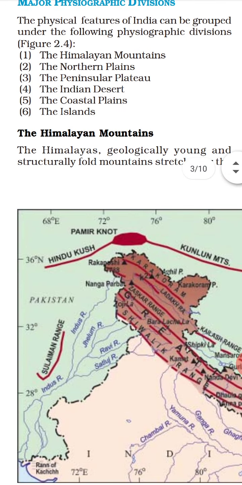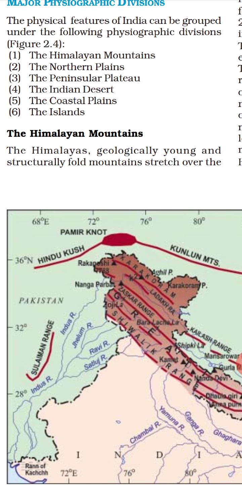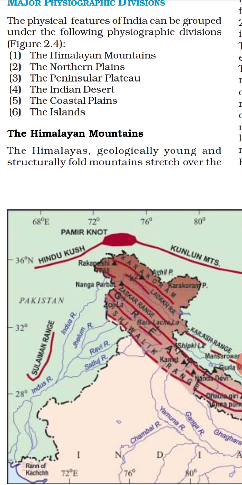Earlier I asked you that the Himalayas are known as young fold mountains. Why are they known as young fold mountains? Because, students, you must remember that the oldest part of India is the peninsular plateau, and this peninsular plateau was a part of Gondwana land. And the rest of Asia was a part of Angara land.